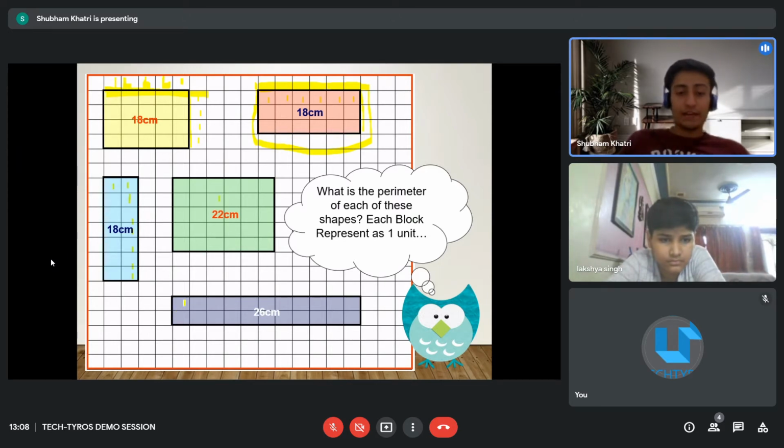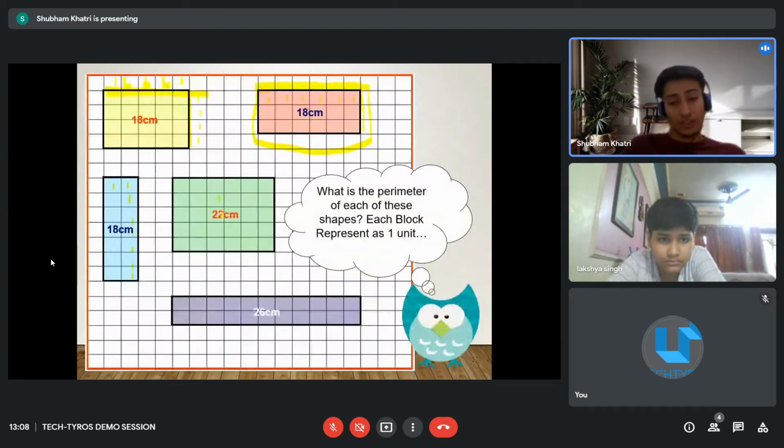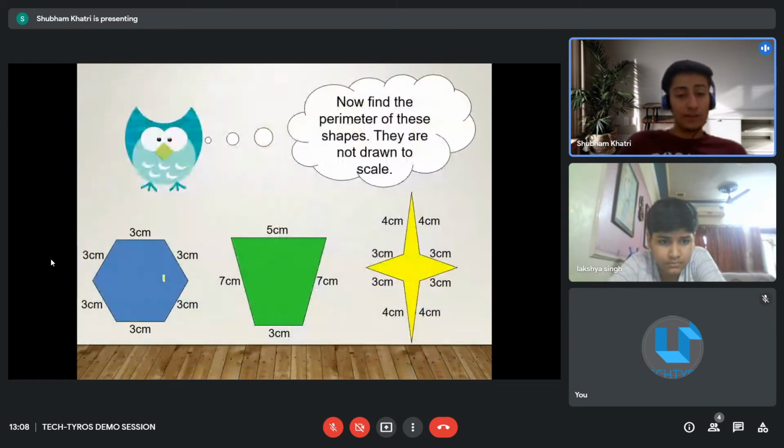And this will have 26 centimeter. So let's see. Now this was the perimeter of regular shapes. Let's see what is of irregular shapes. Ulu says, now find the perimeter of these shapes that are not drawn on the scale. Let's see. They are irregular. They are not having any scale behind them. So what will be the perimeter?